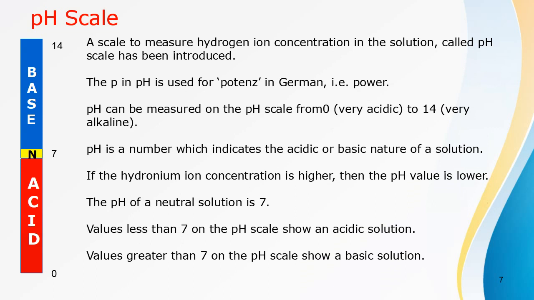If the hydronium ion concentration is higher, then the pH value is lower. The pH of a neutral solution is 7. Values less than 7 on the pH scale show an acidic solution, while values greater than 7 on the pH scale show a basic solution.